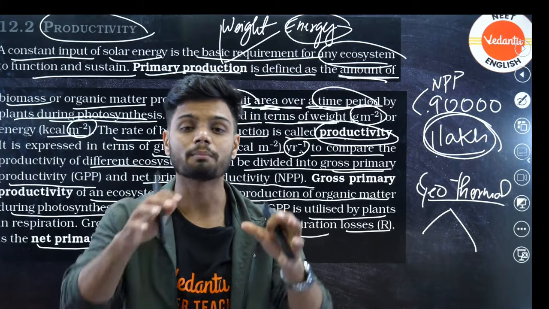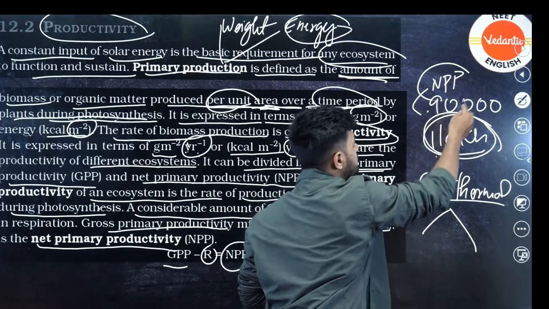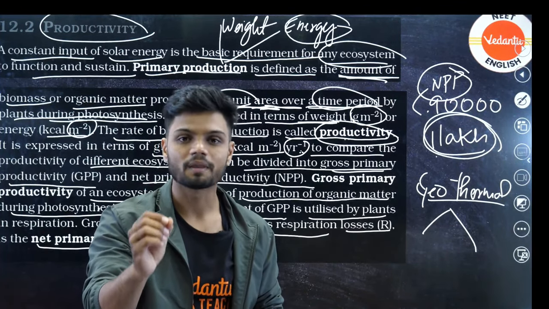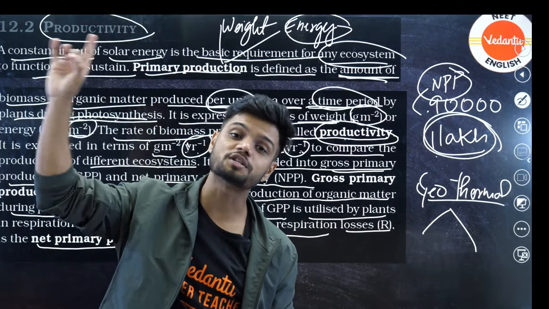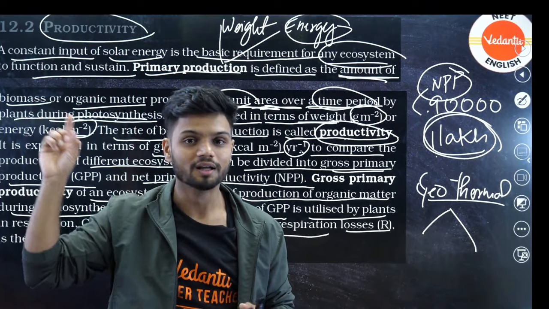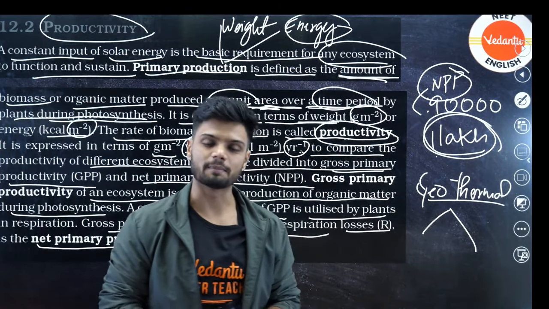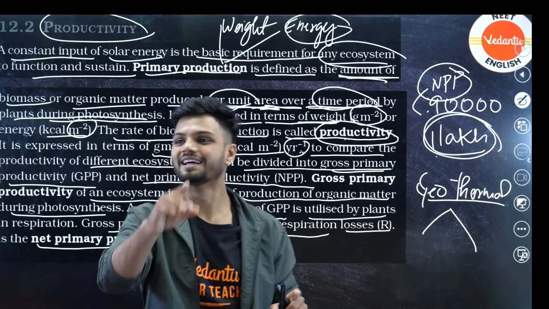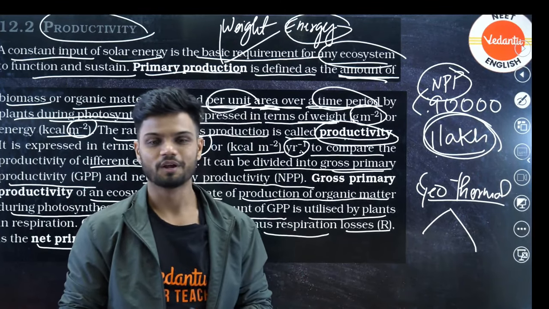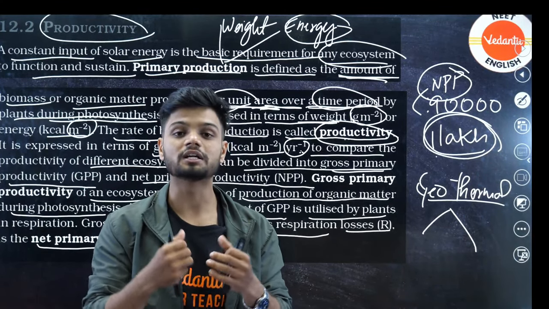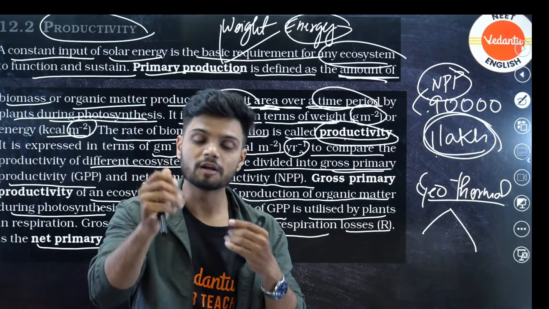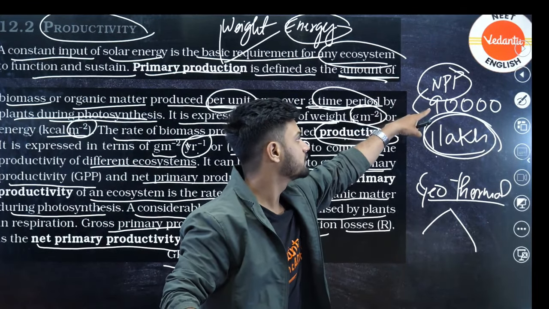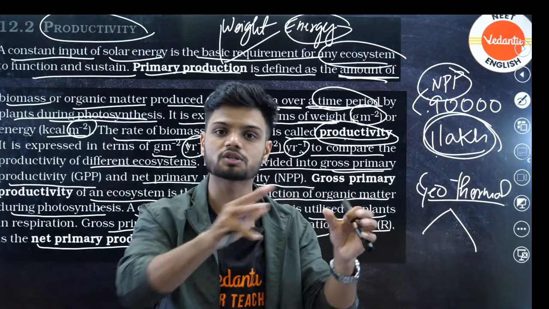Consumers will be able to take money from the NPP only. That was the answer to the question which I told you in the starting. Remember in the starting I told you, the NPP is available for the consumers. Clear? Amazing. That's how you understand. So your consumers, which are dependent on the producers, will be able to take organic matter only and only from NPP, that is 90,000 here. They cannot take from the GPP directly.